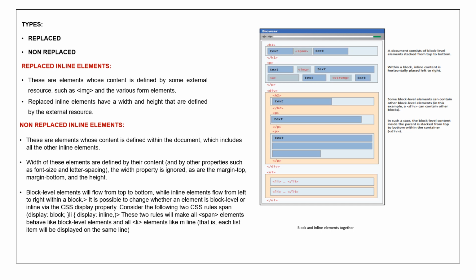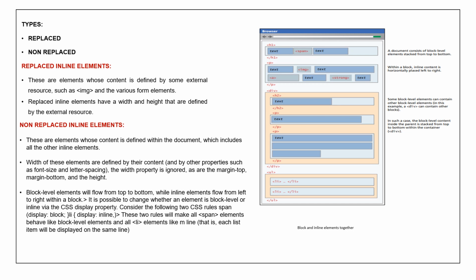Next comes the non-replaced inline elements. These are the elements whose content is defined within the document, which includes all the other inline elements. The width of these elements is defined by their own content, and the width property is ignored, as are the margin top, margin bottom, and the height. Block level elements will flow from top to bottom, while inline elements flow from left to right within a block.